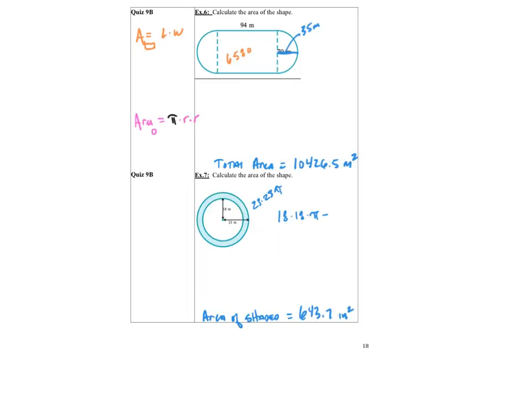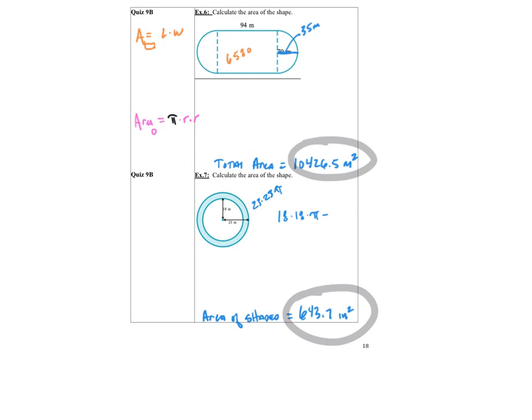All right. There you go. So there's a hint in there at least, right? And so you should have come out with this. Example 6 should have come out with an area, right? The total area of 10,426.5 meters squared. And this concentric circle in example 7 should have come out with a total area of 643.7 inches squared. All right.